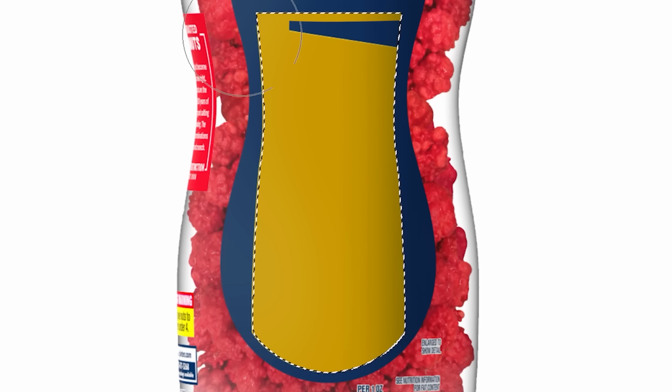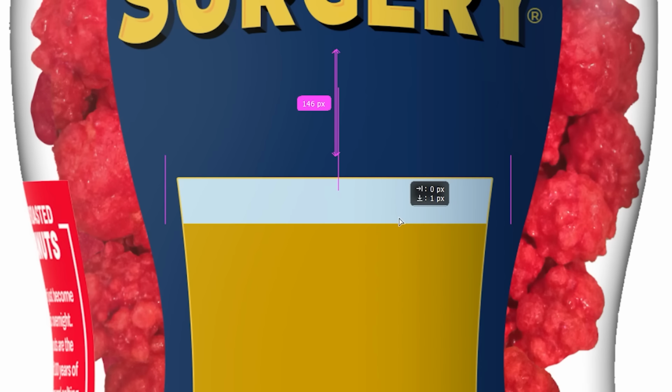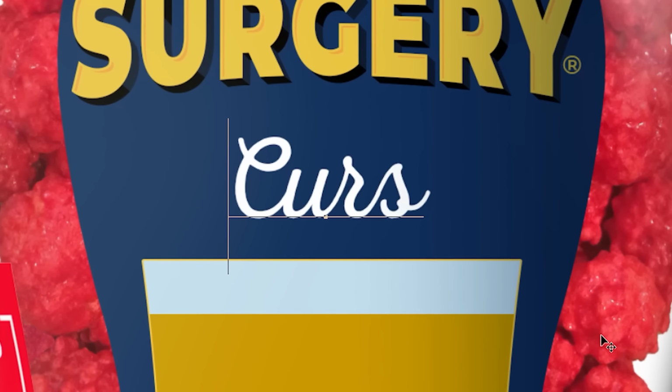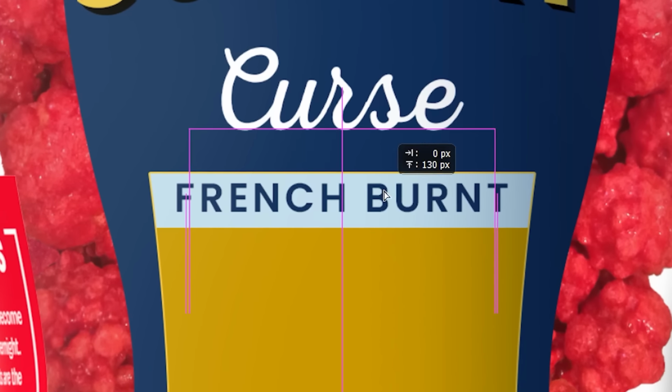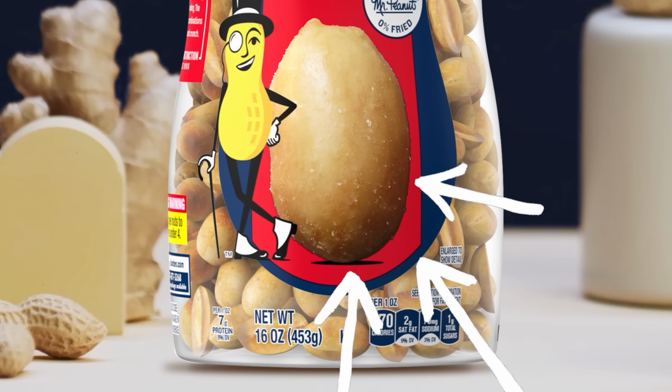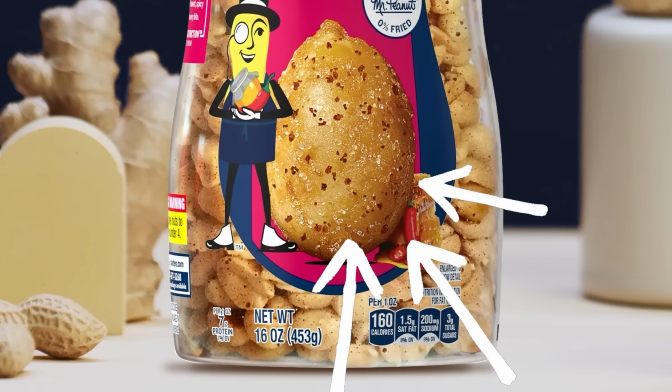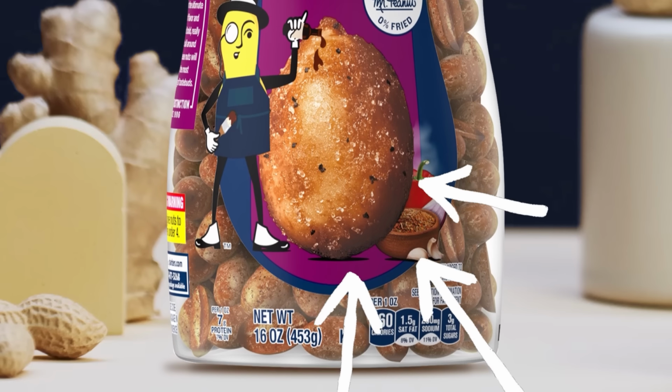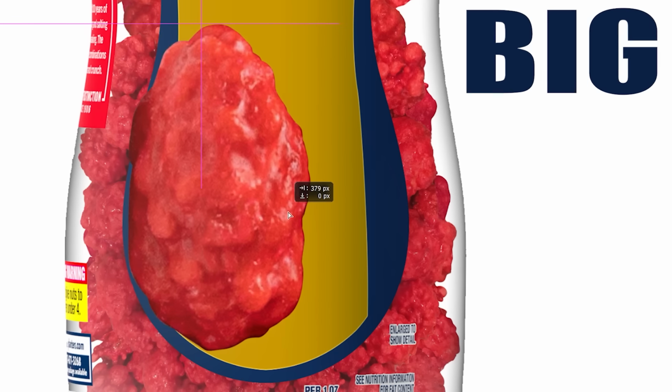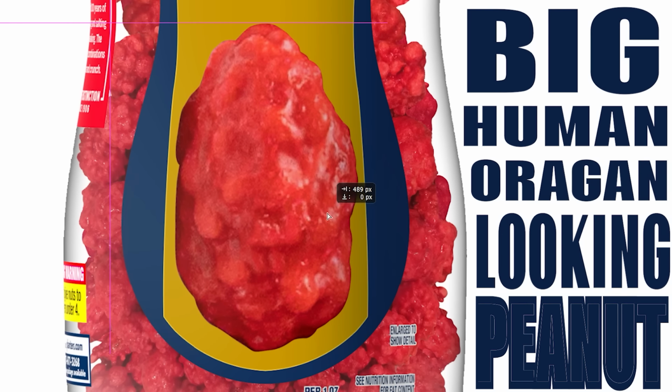I'll add this golden shape just like so, then this grayish shape on top. I'll write the Curse flavor word here, then the product type text underneath. Now each Planters original design has a big peanut sample on the packaging to show the actual flavor. So I found this big human organ looking peanut to use in our case.